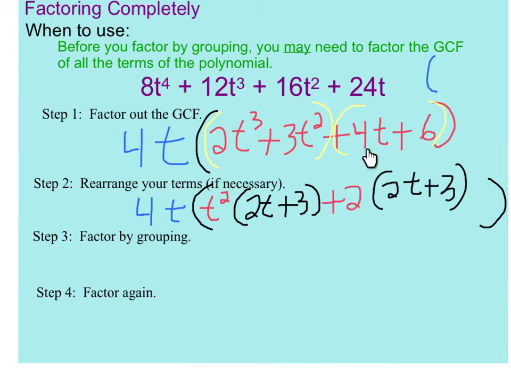I end up with 2t plus 3, because they both could be divided by 2. 2 goes into each of those. Okay, so don't forget my 4t.